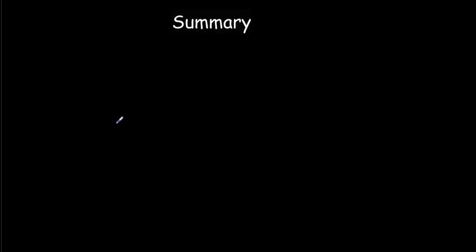Let's summarize the key ideas. Idea 1, a equals g for all objects regardless of mass if there's no air resistance. And if they're on the surface of the Earth, that value is going to be 9.81 meters per second squared.